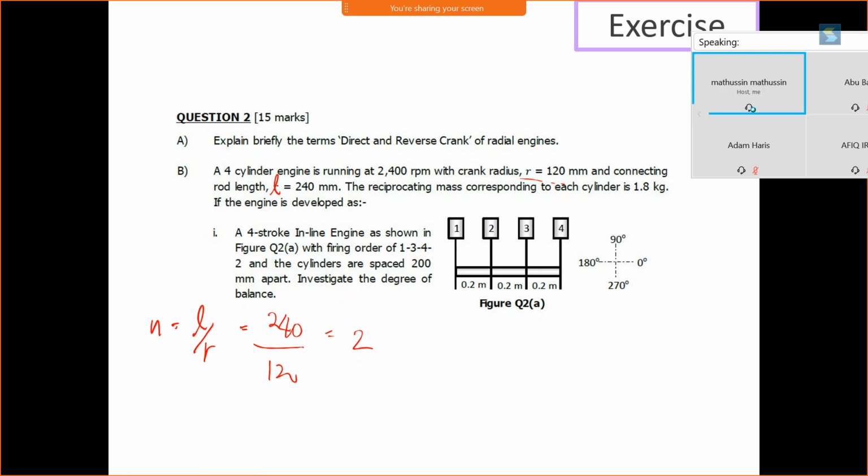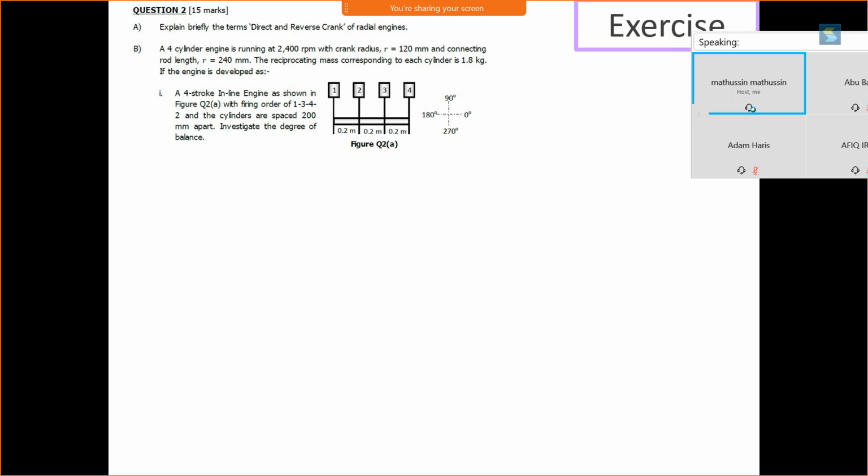Theta must be, kita tengok how many stroke we have. 4 stroke. So 4 stroke means to say that there must be 720 divided by how many cylinder? We have 4 cylinder. So theta for each cylinder must be 180 degree. Okay, so that is our N and that is our theta. Okay, so dia beritahu firing order kita adalah 1342. 1342.